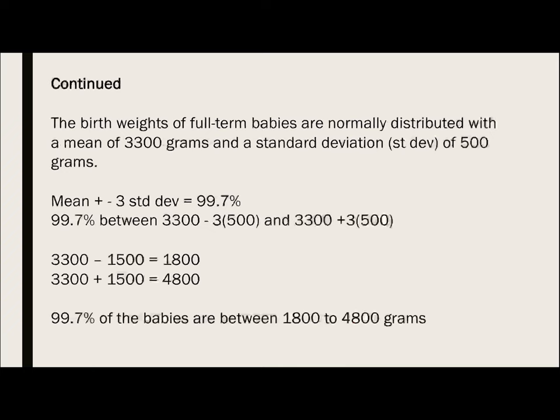Using the same numbers, 3 standard deviations will equal 99.7%. 3 standard deviations means 3 times the standard deviation of 500. 3 times 500 is 1,500. So 3,300 minus 1,500, 3,300 plus 1,500. 99.7% between 1,800 to 4,800.